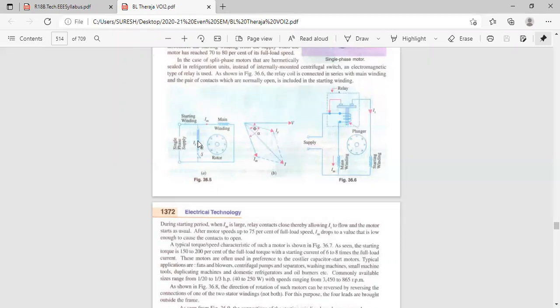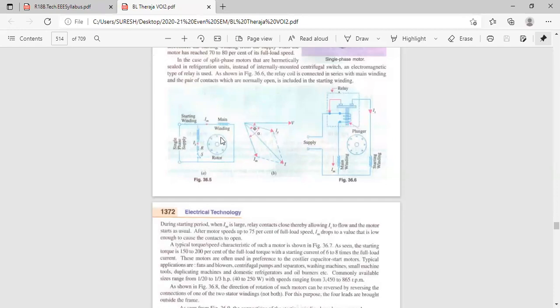If you open this, current will not flow in this winding. Suppose current is not flowing in this winding, how many windings are there in the circuit now? One. If current is 0 in this, only one winding is connected to the supply. If you open this, no current is flowing, then whatever current is flowing here, I is equal to IM only.